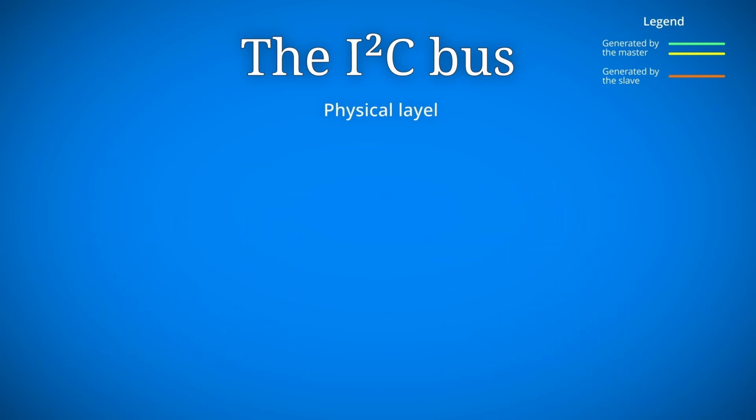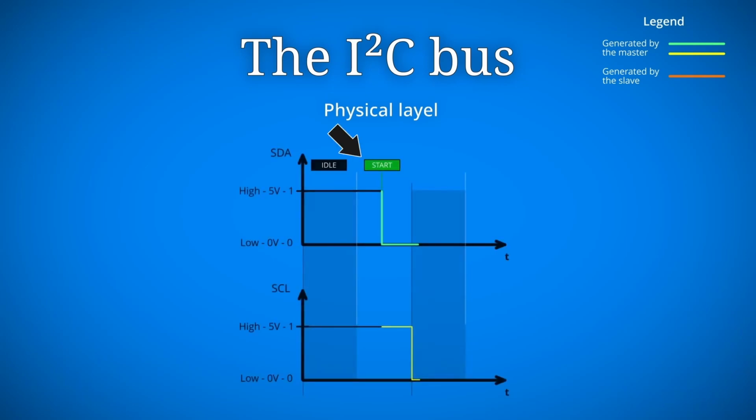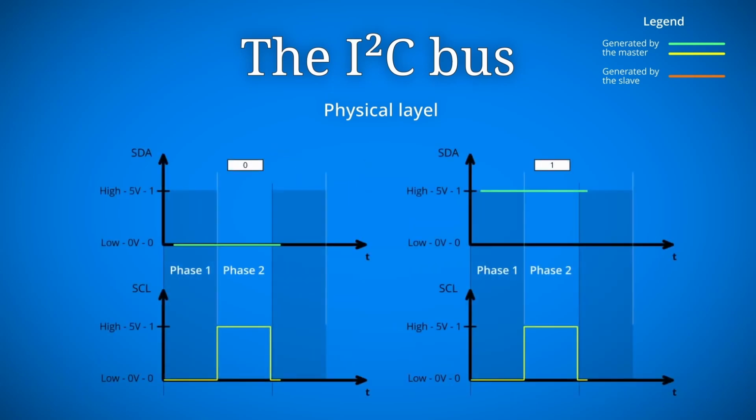To summarize, the start signal is generated by a master and can only be generated when the bus is idle. To generate the start signal, the master must change the state of SDA from high to low while keeping SCL in the high state. The transmission of a bit of data 0 or 1 is done in two phases. During the first phase, the master sets SCL in the low state and keeps it in this state for a specific duration. During the second phase, the master sets SCL in the high state and keeps it in this state for a specific duration.